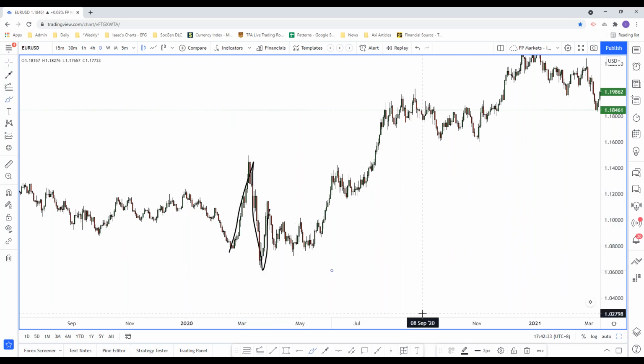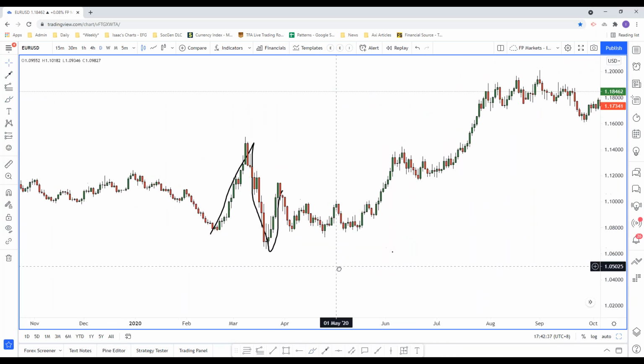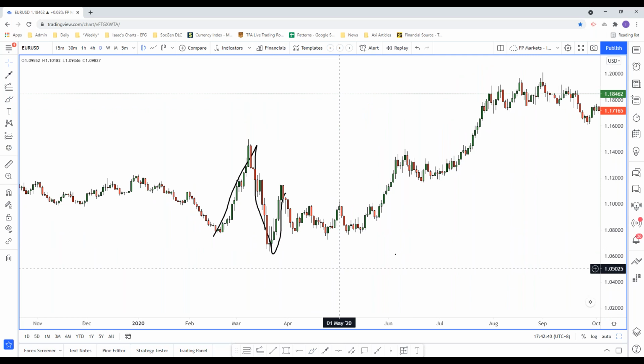Is this a regular zigzag or an irregular zigzag? I'm just going to zoom in so you guys can see. Regular zigzag or irregular? Fantastic, fantastic, so you guys are definitely getting the hang of it.